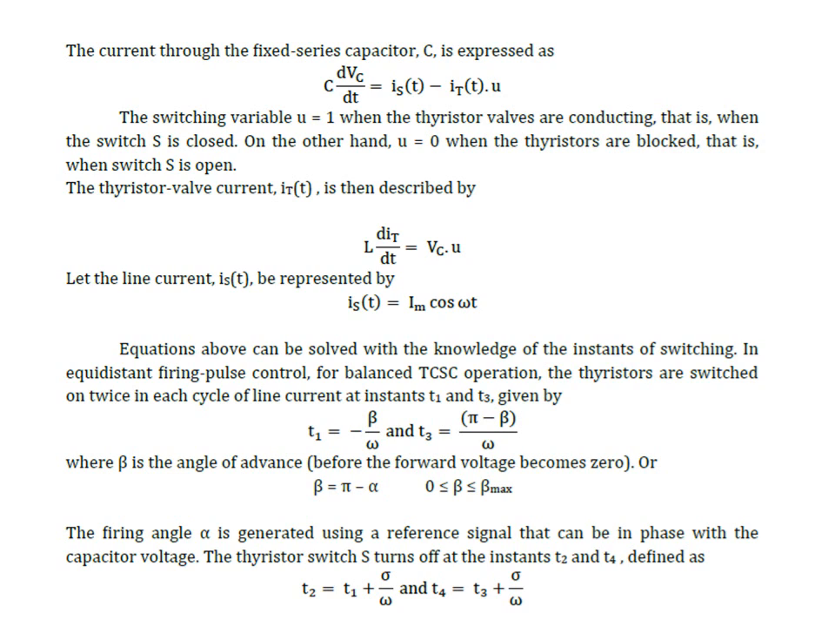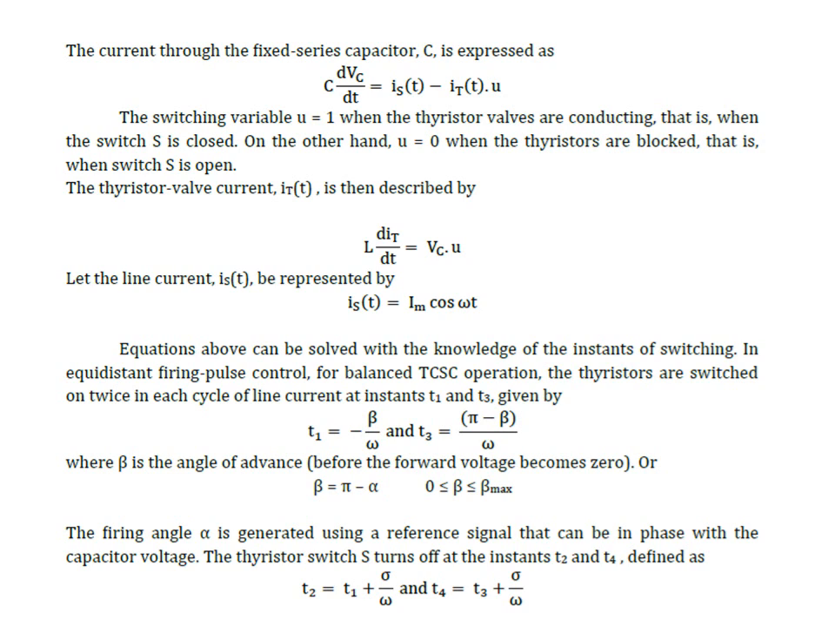So the next pair of thyristors should be turned on before the previous or first pair's voltage becomes zero. In this way we can avoid the resonance condition. Here beta is the angle of advance before the forward voltage becomes zero, or beta is equal to pi minus alpha, with beta greater than zero and less than beta maximum. The firing angle alpha is generated using a reference signal that can be in phase with the capacitor voltage.